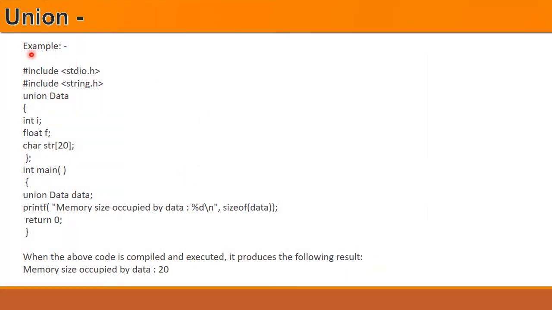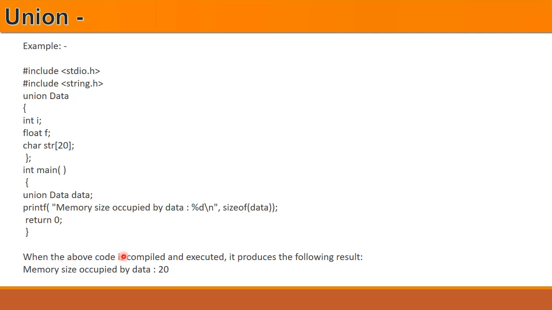Let's see an example of how union members are accessed and how union variables behave. We have defined a union data with integer i, float f and a character string of size 20, and this is a global declaration of the union. In the main function, we have created one variable of this union, data. In printf, we print the memory size occupied by the data, that is a union variable, equal to %d and sizeof(data), return 0.